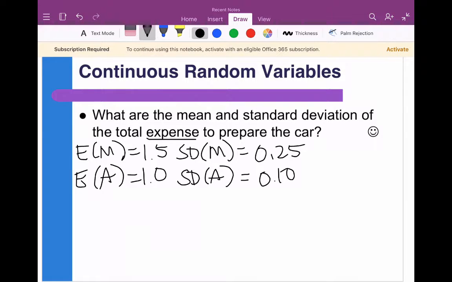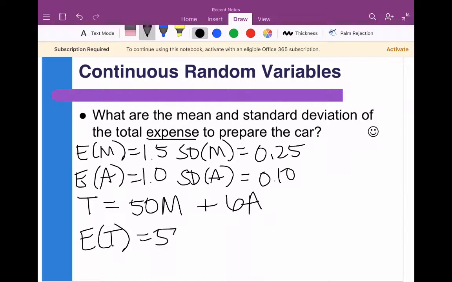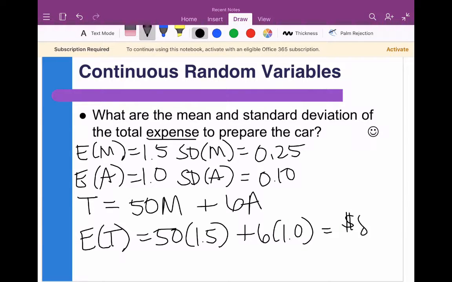So what we want to do here, again, is to come up with a basic equation that allows us to find the total expense. So our total expense: the mechanical time, they said, would cost $50 an hour. So we have to multiply $50 an hour by the number of hours, plus the appearance time, which they said would cost $6 times the appearance time. To find our total cost, our expected total would be 50 times the mechanical time of 1.5 plus 6 times the appearance time of 1.0, which gives us a total of $81.